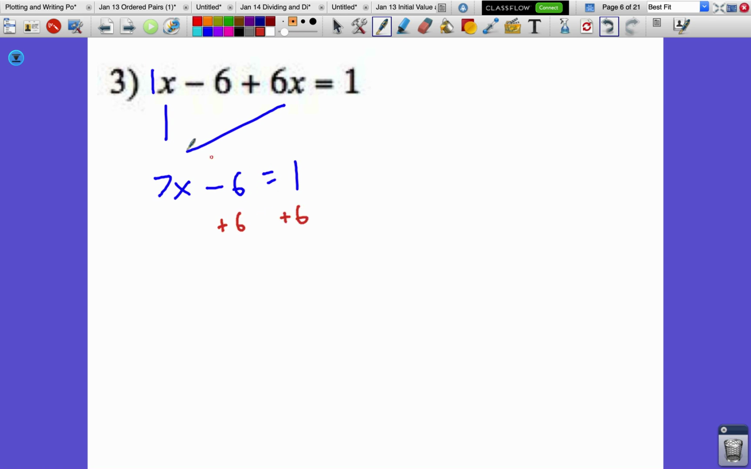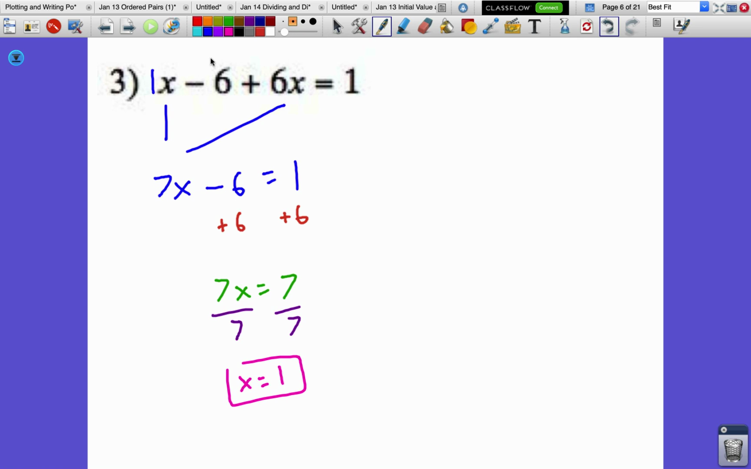So this negative 6 is on the same side as the 7x, so I add 6 to cancel it out. It moves it over to the other side. Now I have 7x equals 7. And then lastly, I get rid of coefficients or divisors. So here I've got a coefficient of 7. I can just divide that away because that 7 is multiplying the x. The inverse operation of multiplication is division. And I get x equals 1.